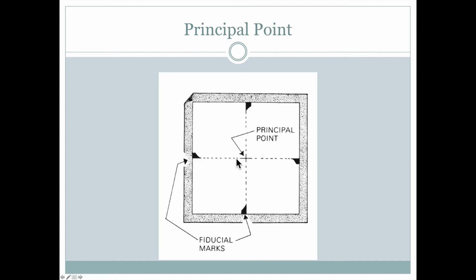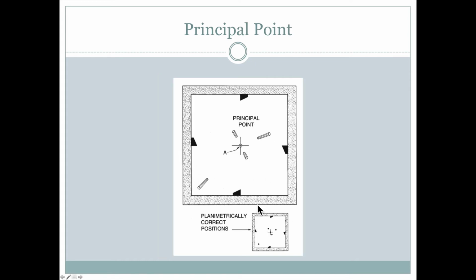So if these lines were not there, and we did not know where the principal point was, we can draw lines from one fiducial mark to the opposite fiducial mark if they're edge marks, or from one corner to the opposite corner if they're on the corners, and then we can find where those lines cross. That's where the principal point is going to be. That's the one point on this aerial photograph where there's going to be no relief distortion. And everywhere else there is going to be relief distortion.